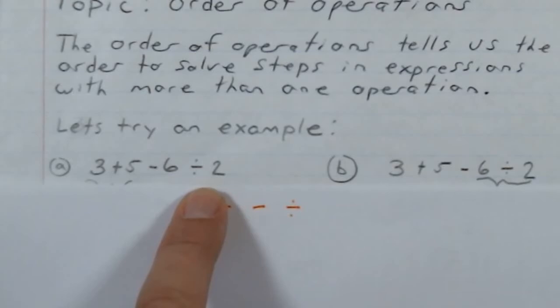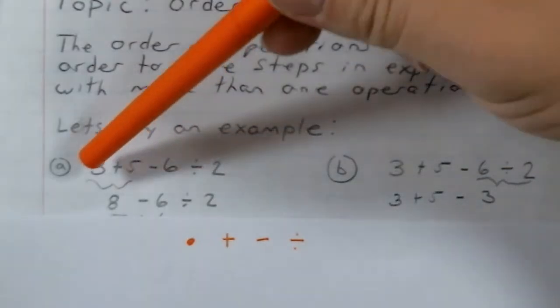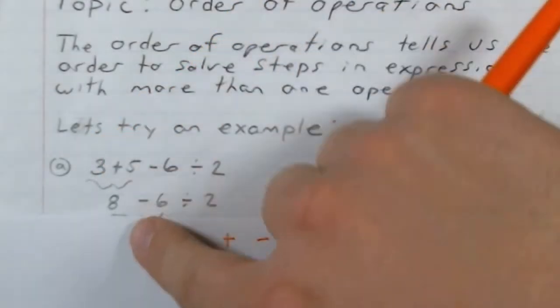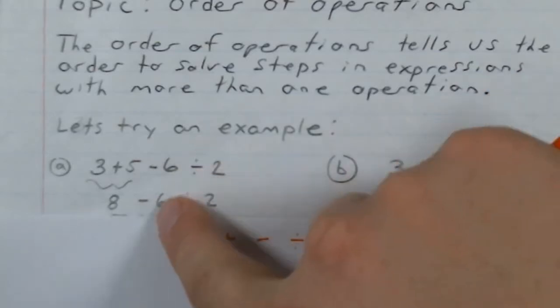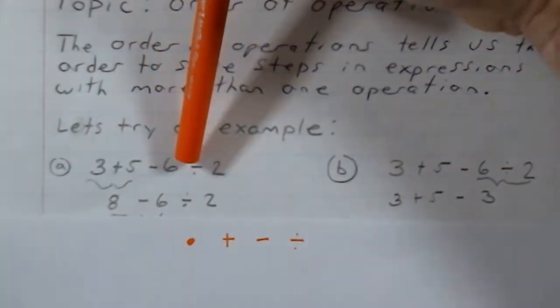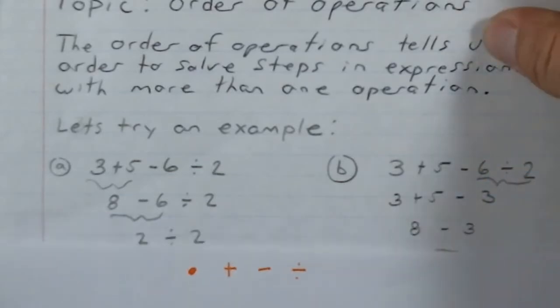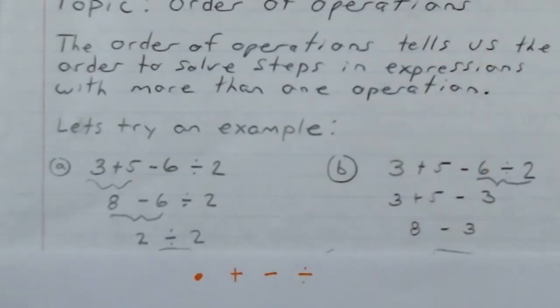In the first one, we can go ahead and do the 8 first. What if I add these two first? 3 plus 5 is 8, and I bring the rest of these down. On this other one, I did the division first: 6 divided by 2 is 3. Keep going, and in the first one, 8 minus 6 was 2, divided by 2, which is going to be 1, right? Well, look what happens here.